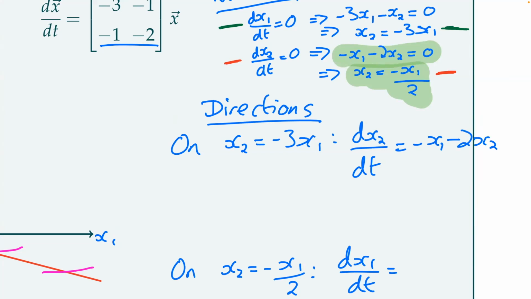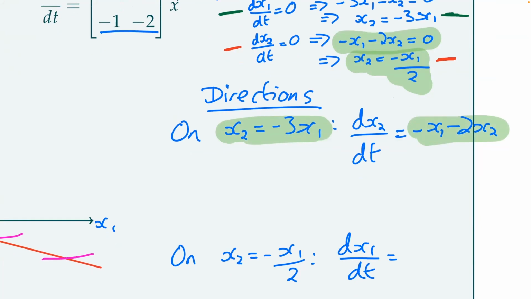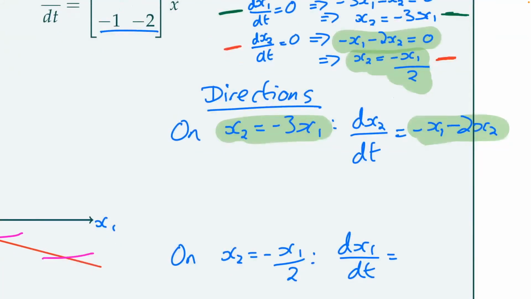And now we substitute this into here to eliminate one of my variables. Now I could eliminate x1 or I could eliminate x2. It doesn't matter. It's not going to change the direction of my arrows. It will just change whether I'm doing it in terms of x2s or x1s, okay? So in this case, let's eliminate x2. So we have -x1, and x2 is minus 3 times x1, so we end up with plus 6x1 here. So all I've done is I've eliminated my x2 by substituting this nullcline into my dx2/dt equation. So this is now just 5x1.